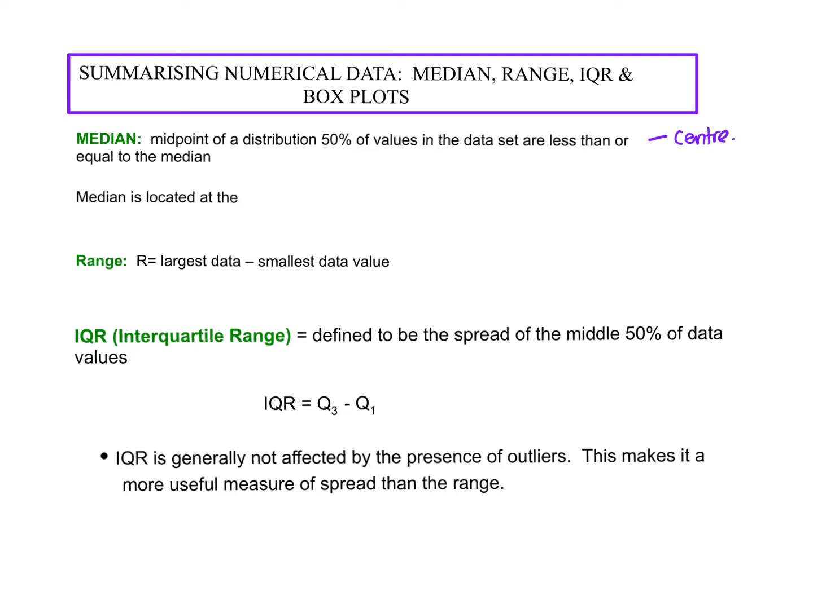And we know we've been practicing that the median is found at the (n plus 1) divided by 2 position, which just shows you what number it is. And we talked about the range. Now the range is a measure of spread, okay? And it's the largest data value minus the smallest.